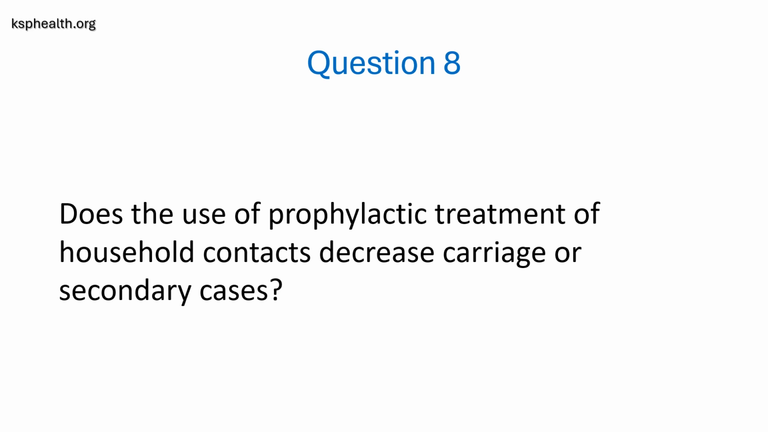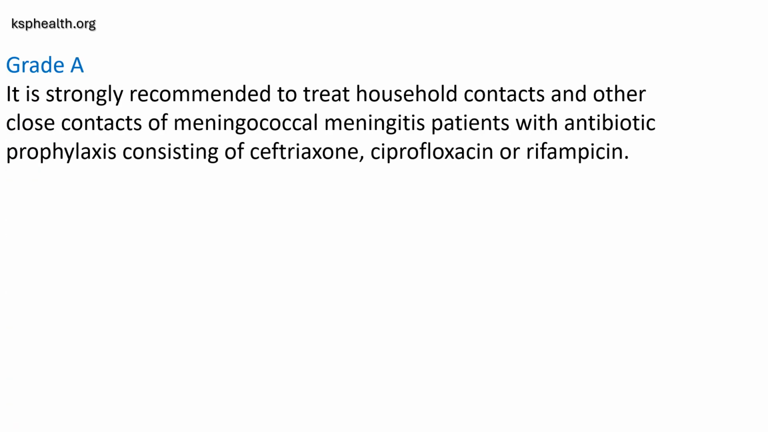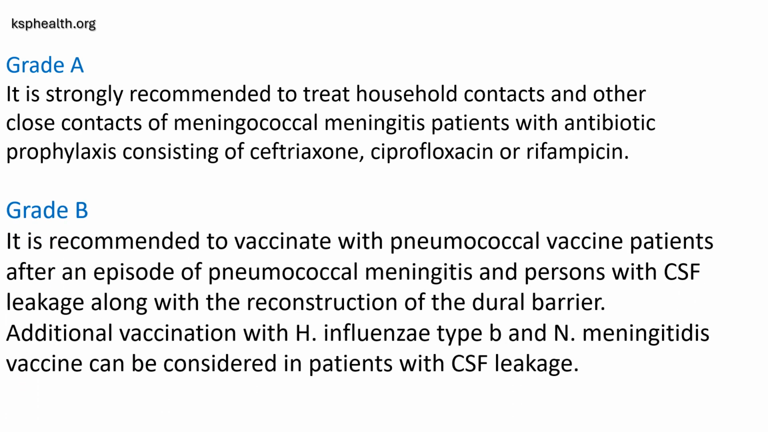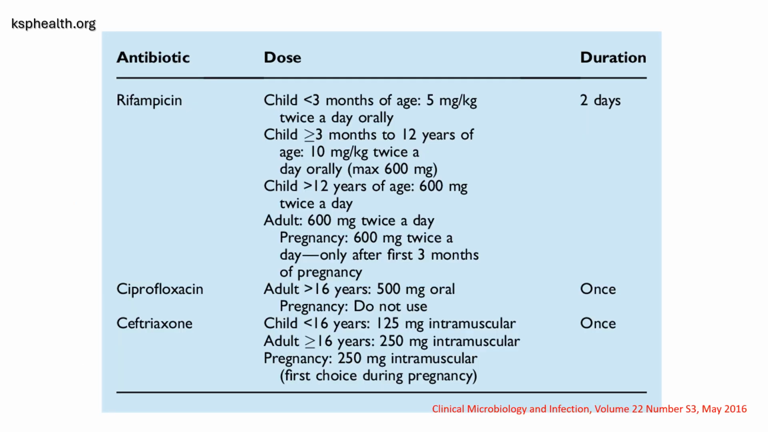Next, use of prophylactic treatment of household contacts to decrease carriage or secondary cases. It's strongly recommended to treat household contacts and other close contacts of meningococcal meningitis patients with antibiotic prophylaxis consisting of ceftriaxone, ciprofloxacin, or rifampicin. It's recommended to vaccinate with pneumococcal vaccine patients after an episode of pneumococcal meningitis and persons with CSF leakage along with reconstruction of the dural matter. Additional vaccination with H. flu and Neisseria meningitis vaccine can be considered in patients with CSF leakage.